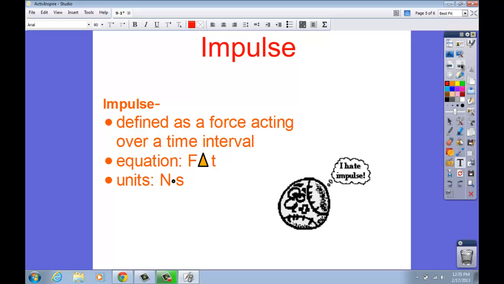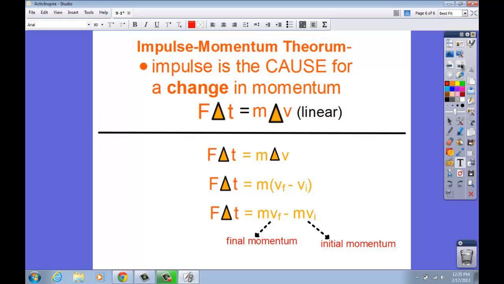What we are going to find is that there is a very important relationship between impulse and momentum, and it is called the impulse-momentum theorem. It says that the impulse is the cause for a change in momentum, so they are numerically equal to each other. The impulse measured in newton seconds, a force times time, is equal to the mass of the object times its change in velocity. So we're looking at a cause and effect relationship. If I apply a force to an object for a given amount of time, that object will change its momentum.